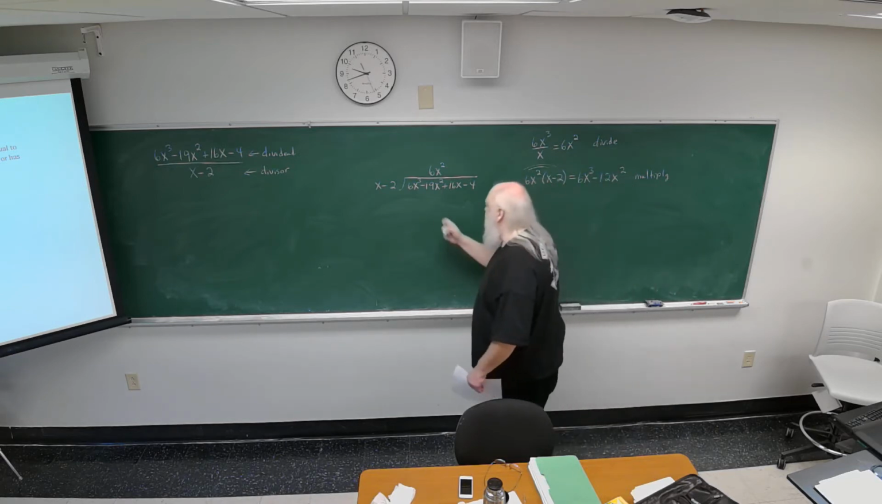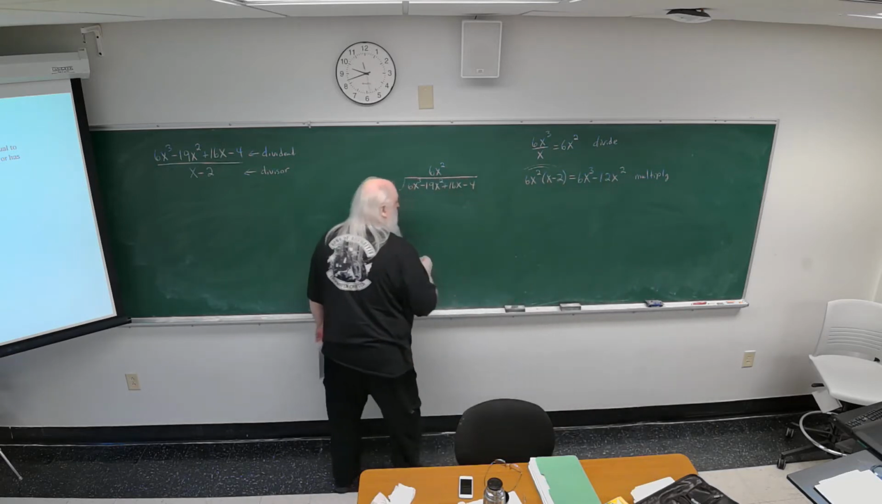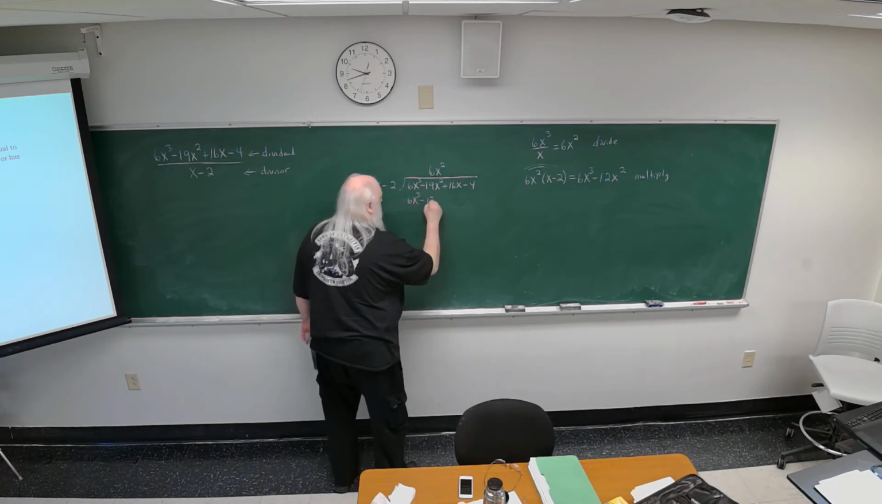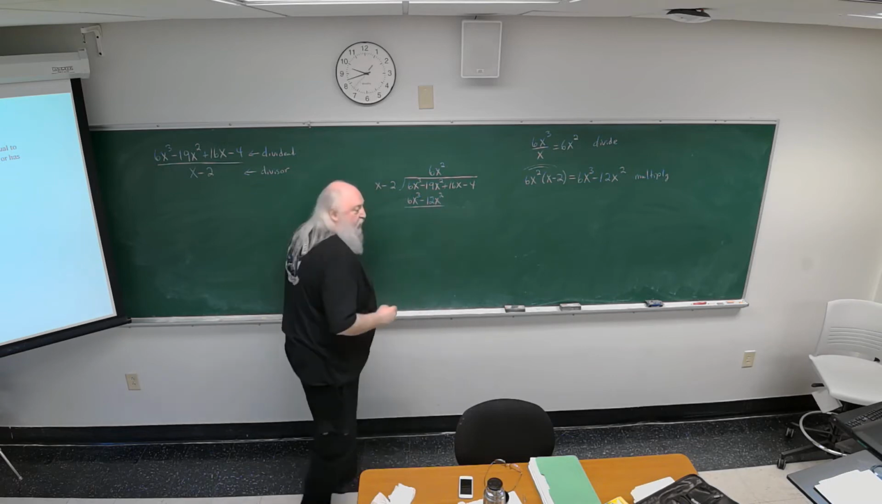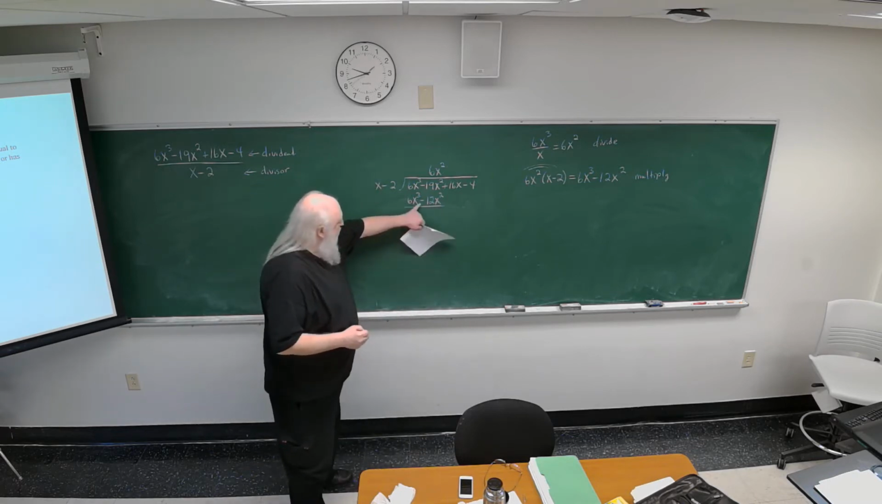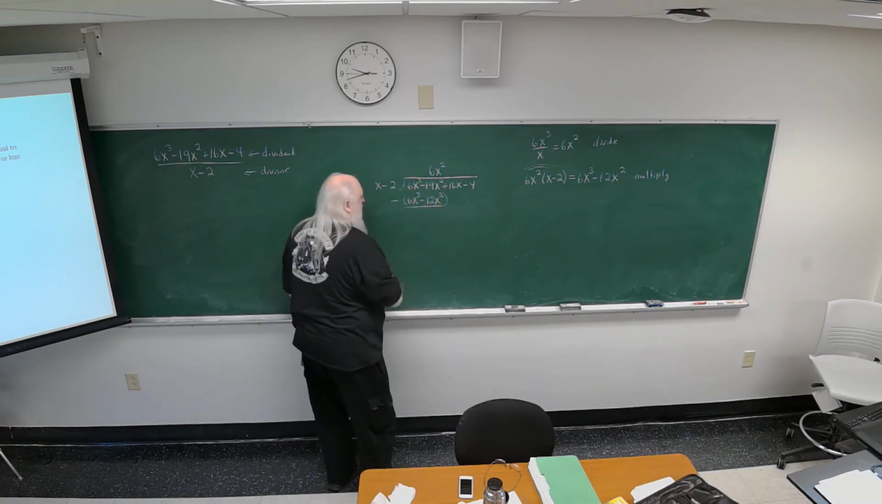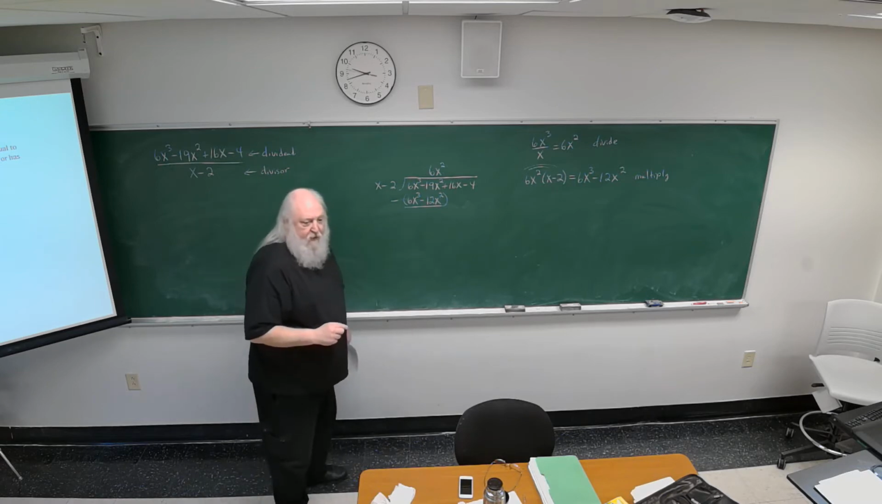And now you write that under the dividend: 6x cubed minus 12x squared. And now we do the subtraction. We subtract this from the dividend. Put this in parentheses, and a minus sign up front. So you've got to distribute the minus sign correctly.